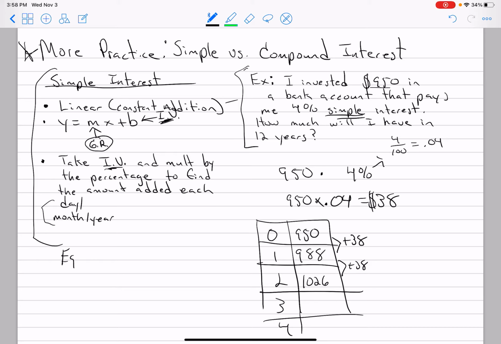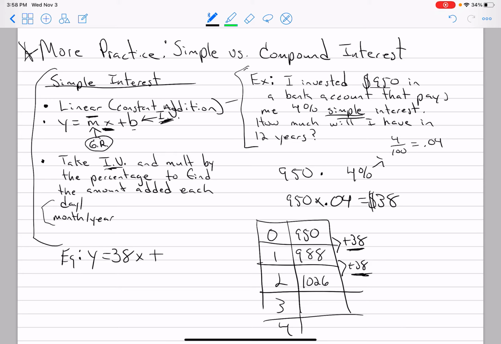So my equation says y equals m, my growth rate, which is right here, 38, x, you can see up here, plus b, my initial value, which is right here, 950. Y equals 38x plus 950. And now if I want to know how much I get in 12 years, I can just use this equation and plug a 12 in. Y equals 38, we're going to say x equals 12 plus 950.